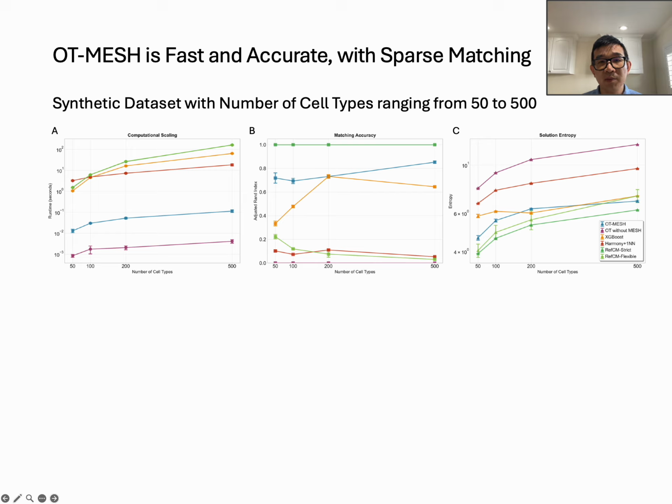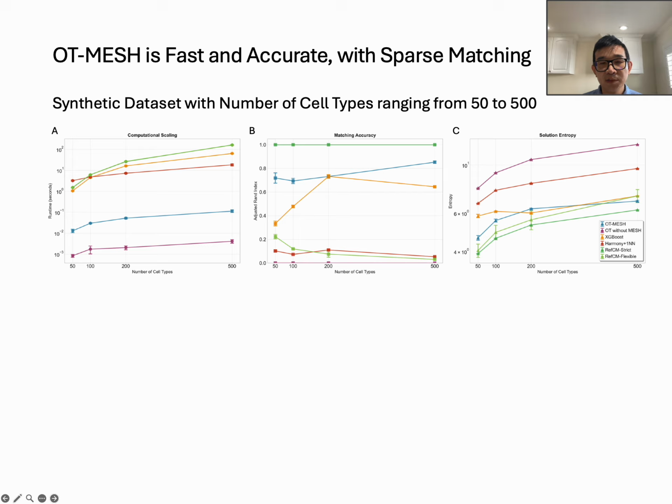So how does it perform? We tested it on large synthetic datasets with up to 500 cell types. In panel A, we show that in terms of speed, OT-Mesh is the blue line at the bottom. It is incredibly fast and therefore scalable, while other methods become much slower except the standard Sinkhorn OT. However, as shown in panel B, the trade-off of standard Sinkhorn OT is that it has extremely low matching accuracy measured by adjusted Rand index.